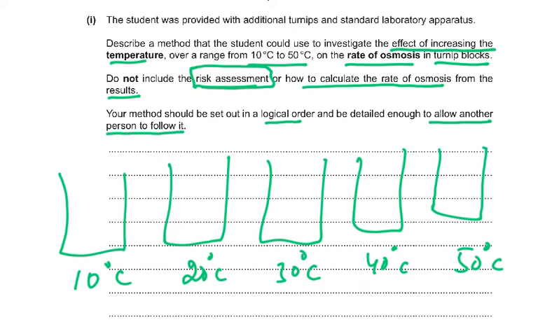So use a water bath, a thermostatically controlled water bath to maintain the temperatures. Then the turnip should be the same age or the same variety of turnips. Then the same size of the turnip block, that should be the same every time. It shouldn't be different.